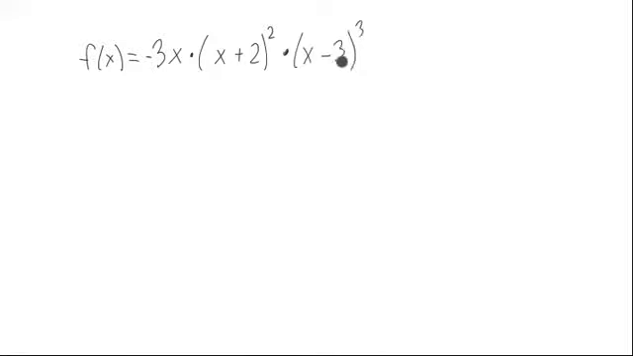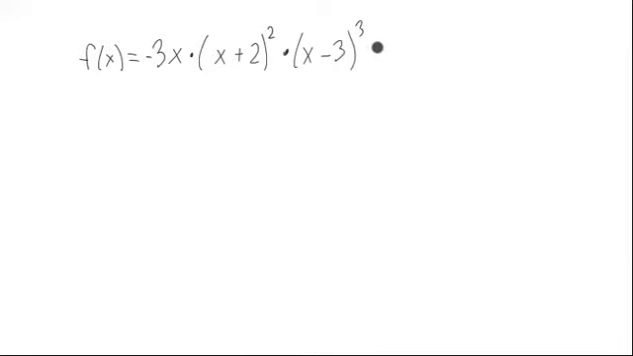So suppose we have something like f of x is equal to negative 3x times (x plus 2) quantity squared. And then maybe let's do times (x minus 3) quantity cubed. All right, so let's take a look at this.